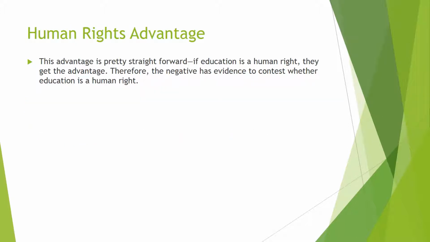On the human rights advantage, this is pretty straightforward. If education is a human right, then they get the advantage. Therefore, the negative has evidence to contest whether education is a human right or it's a privilege that one gets by living in an advanced society.